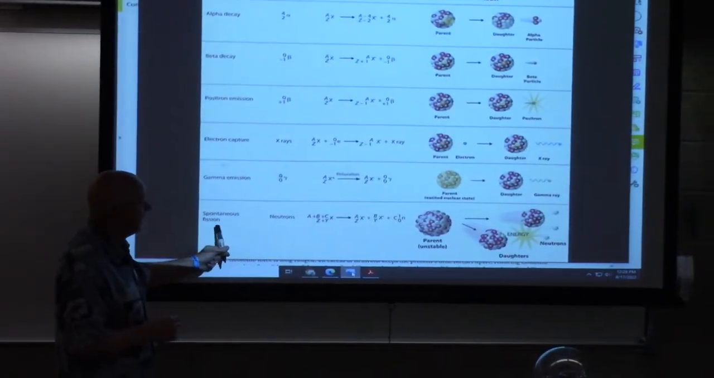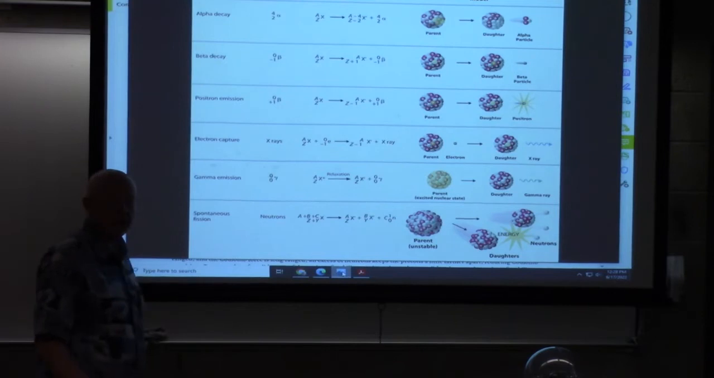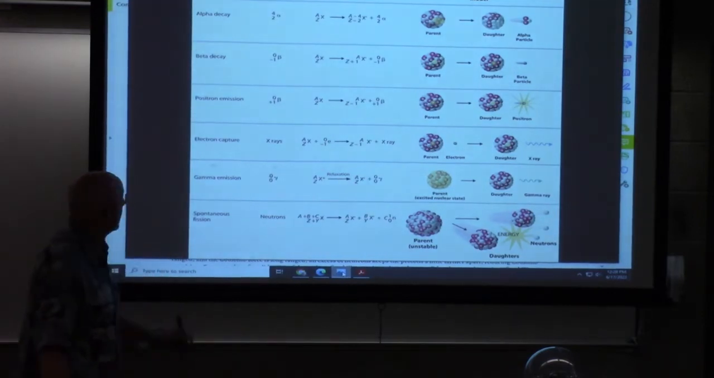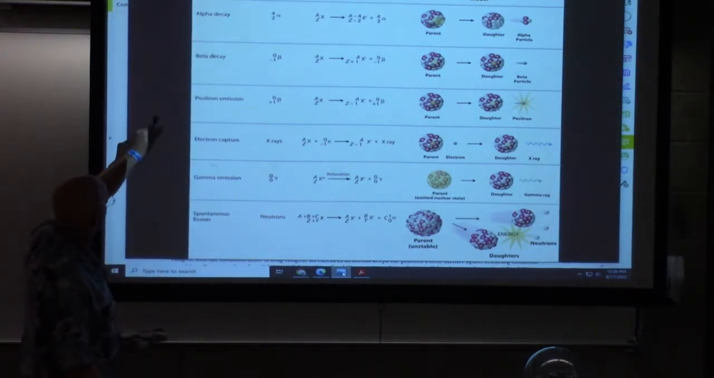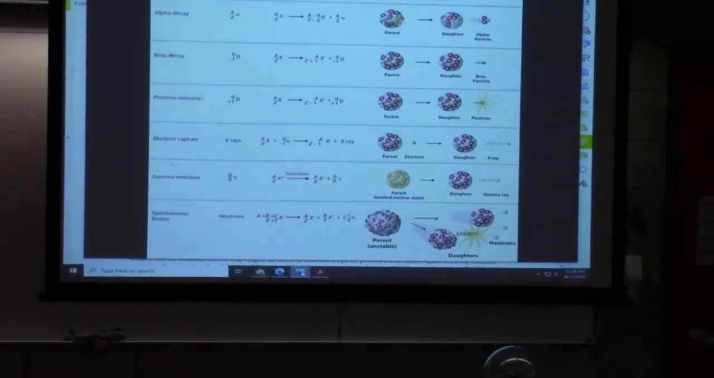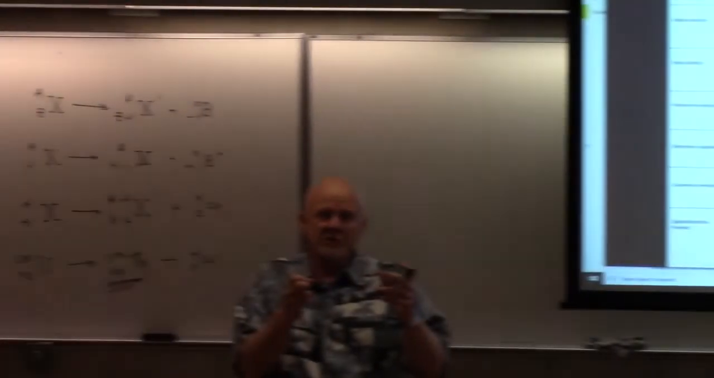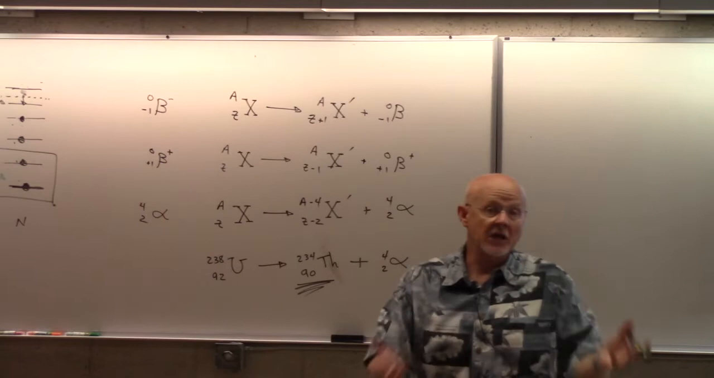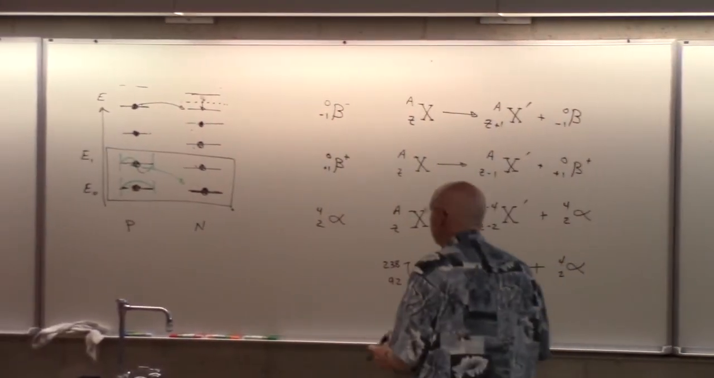Which one am I missing here? I think we did them all except the spontaneous decay. And the spontaneous decay was the one that I said at the beginning, where it could be just that the atom split. Again, if this helps, I'll come back to this energy level diagram.